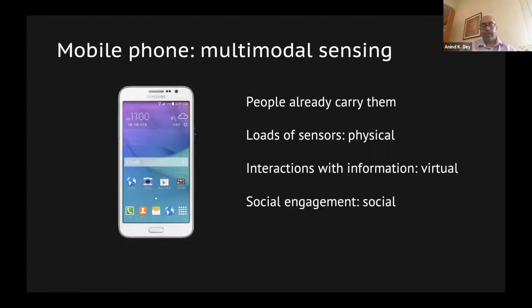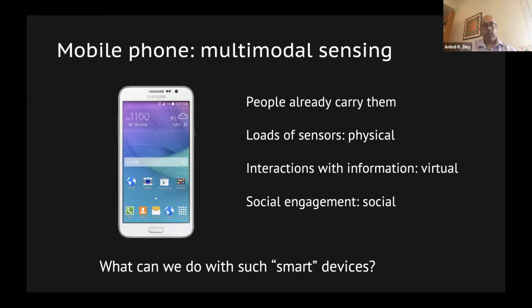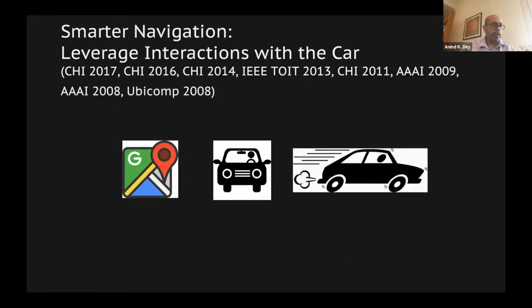So like many of you, we leverage the mobile phone to do our multimodal sensing for all the obvious reasons: full of sensors, lots of people carry them, just a very handy device to be able to use. So what can we do with such smart devices? I gave the example of the medicine taking, and now I want to talk a little bit about another simple example of being able to leverage the mobile phone to detect routines, but this time around driving.